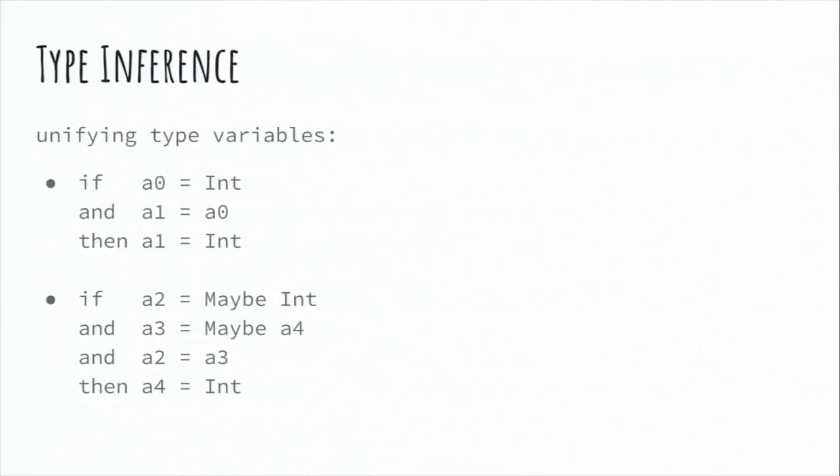And it can be really smart about it, like somewhere it finds that A0 should be int and A1 should be equal to A0. Then it can also conclude that A1 is equal to int, which is basic logic. And also if you have type constructors like Maybe, it's a Maybe int. Okay, so if A3 is Maybe A4 and A2 is A3, then A4 must be int. It can deduce that sort of thing, usually.